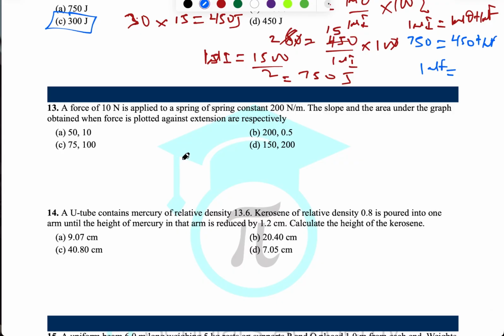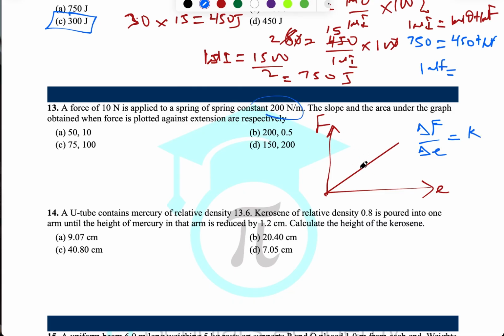It says a force of 10 newtons is applied to a spring of spring constant 200 newtons per meter. The slope and the area under this graph obtained when the force is plotted is. Now, especially because Hooke's law is going to be obeyed here, force versus extension, this is what the graph will look like. Whenever you have a graph, the slope is always the ratio of the vertical over the horizontal. In this case, this matches with Hooke's law, which will give us the spring constant. So the first answer is going to be 200 newtons per meter. The slope of a force versus extension graph gives the spring constant.